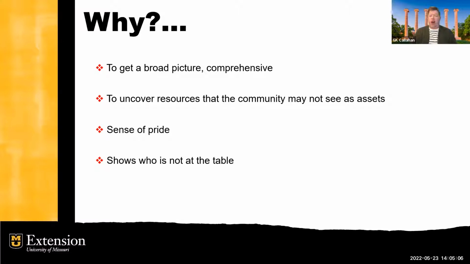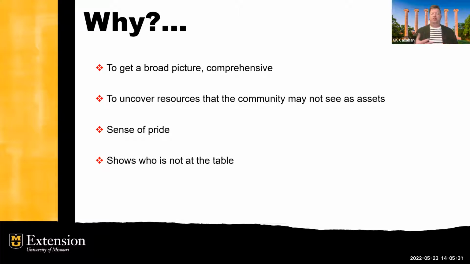So starting with the why. The why is really important. It gives the community itself a broader picture, a more comprehensive look at what's going on in their community. It uncovers resources that you might not think of as assets. I often tell this story: I've gone into a community and they never mention the giant lake that's right next door. And you're like, why don't you talk about the lake? So it's just reminding them that they have assets.